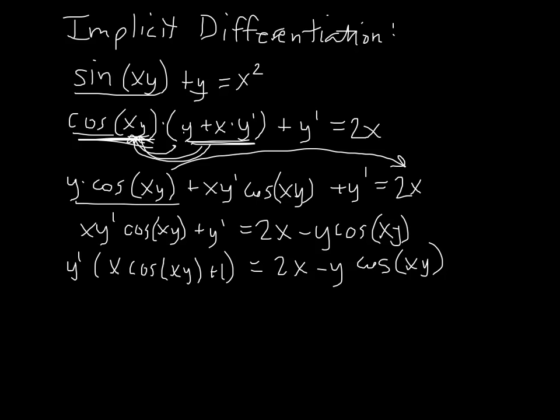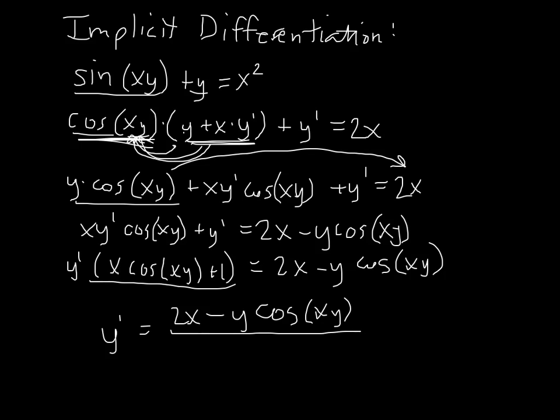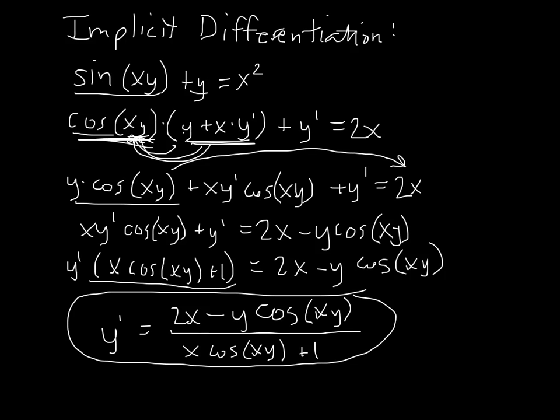And now divide this whole term over, and we get y prime equals 2x minus y cosine xy, divided by x cosine xy plus 1. Take a look. At this point, you want to see if you can simplify the right side, and it doesn't look like it. And that would be your final answer.